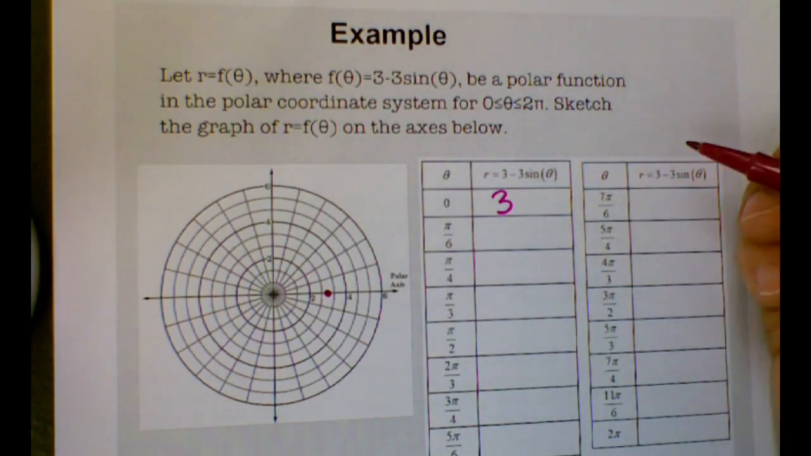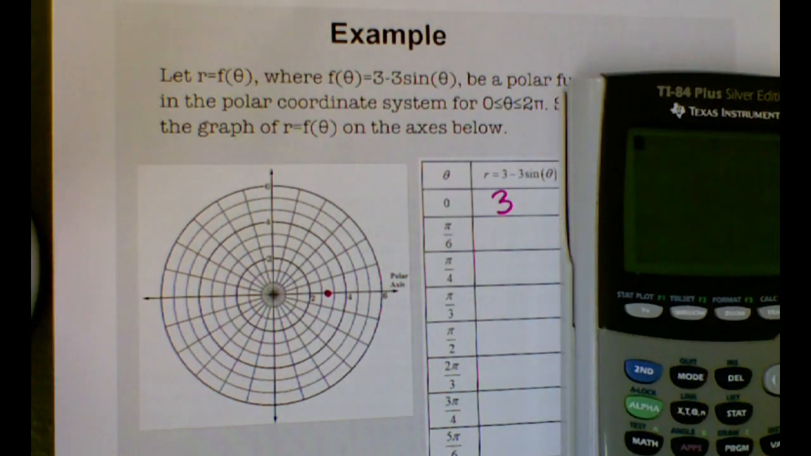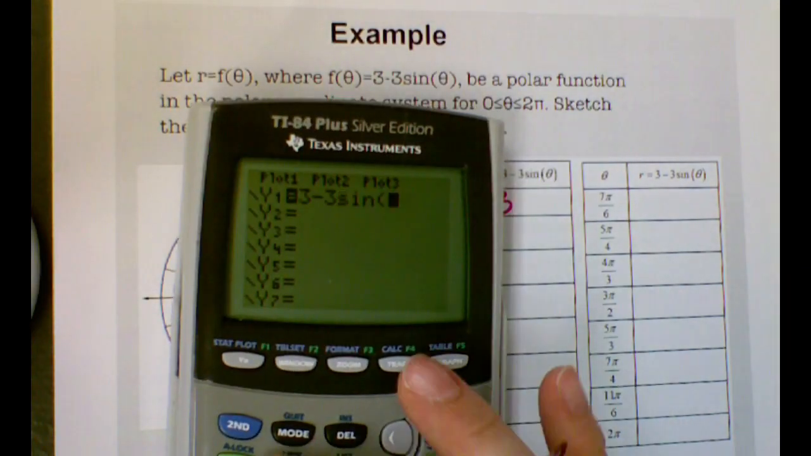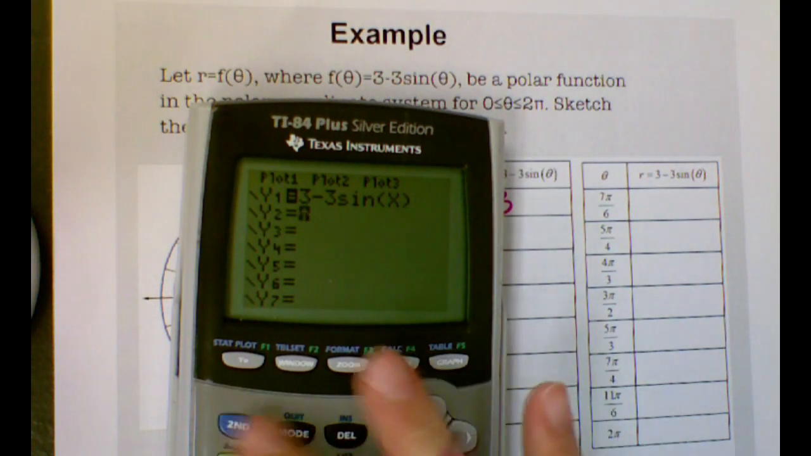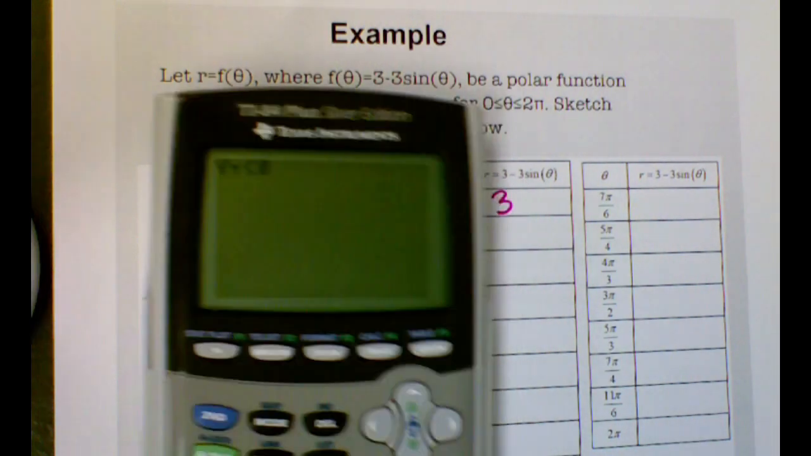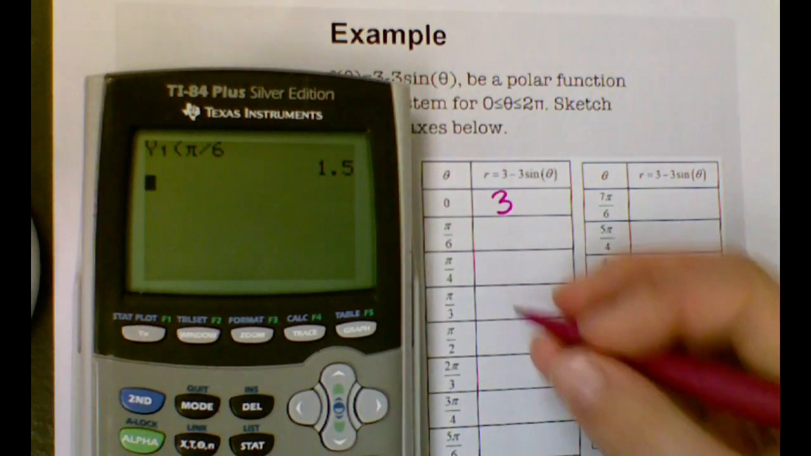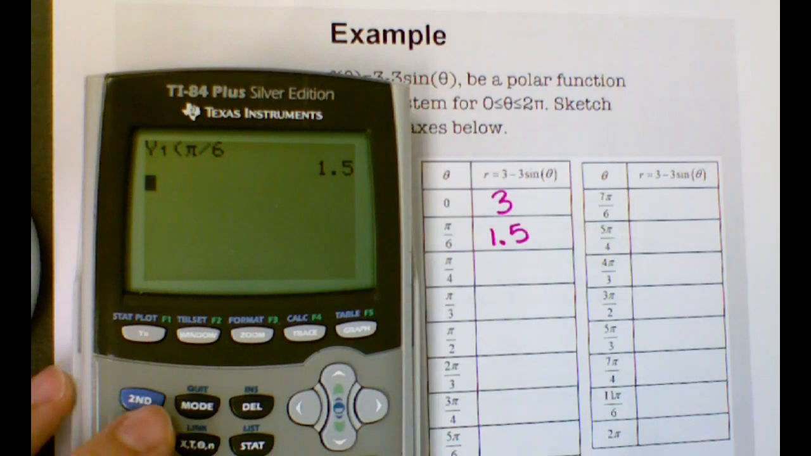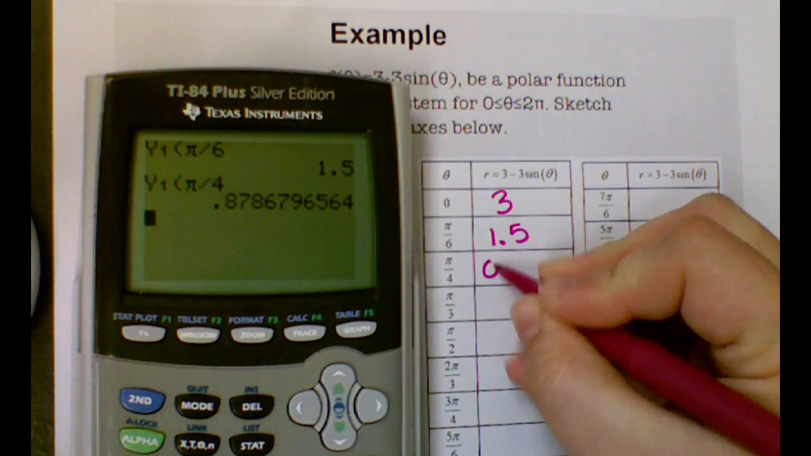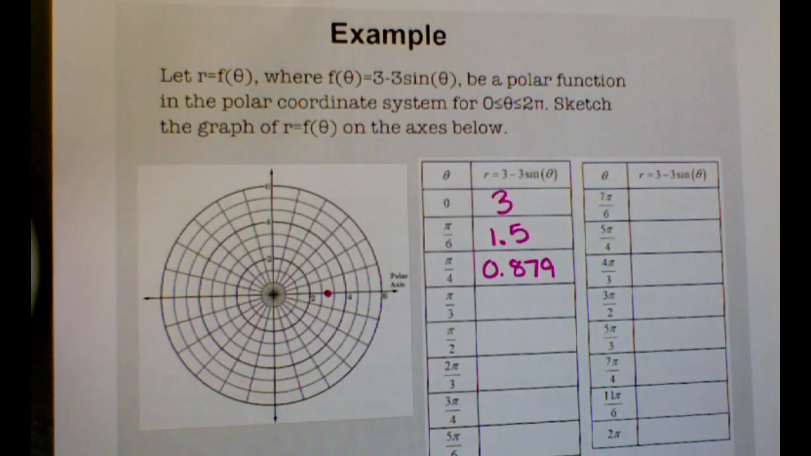3 minus 3 times the sine of pi over 6. You know what? Just for fun, let's turn that into a decimal. Friendly calculator reminder. If I set my function to be 3 minus 3 sine of x, and then I just have to say y1 of pi over 6. Look at that, my answer is 1.5. Now I can quickly find the second entry, pi over 4. There's my answer, 0.879. So I can very quickly fill in this table using that shortcut.